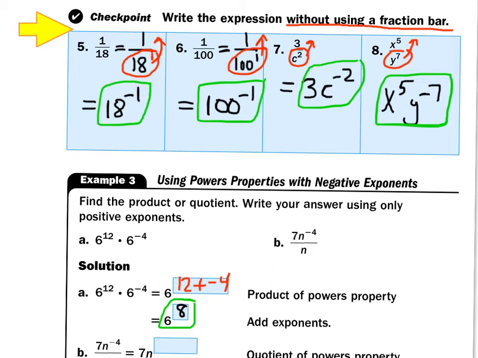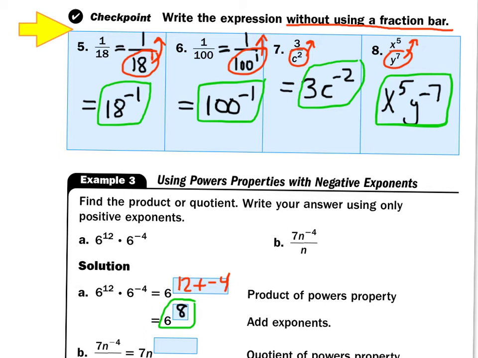Take a look at number 6, 1 over 100. So the same thing, I put 1 over 100 to the first power down in the pool. And I say, okay, everybody out. So they climb out of the pool. So now it's 100 to the negative first power. That baby did not want to get out of the pool.